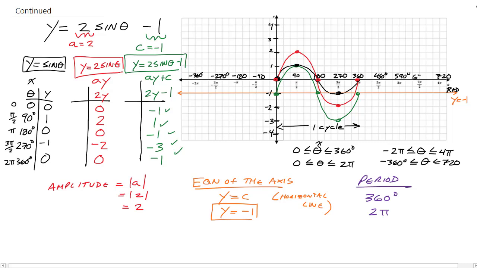And then you get to 630, and then 720. So there you go, right? So what if we want to extend that? I'm just going to extend the green graph for now. All we've got to do is keep the pattern.